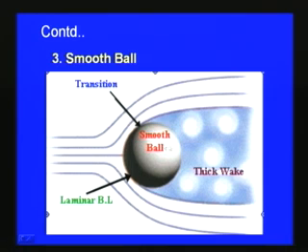In the case of a smooth ball, we can see that the separation starts much earlier. The free stream is coming like this, and then the laminar boundary layer will be somewhere, and then transition, and the boundary layer separation starts much earlier. At this location the boundary layer separation starts, and the separating streamline is this one, and then there will be a thick wake. The reason is that the ball we consider here is smooth, so we will be having a thick wake as shown in this slide.